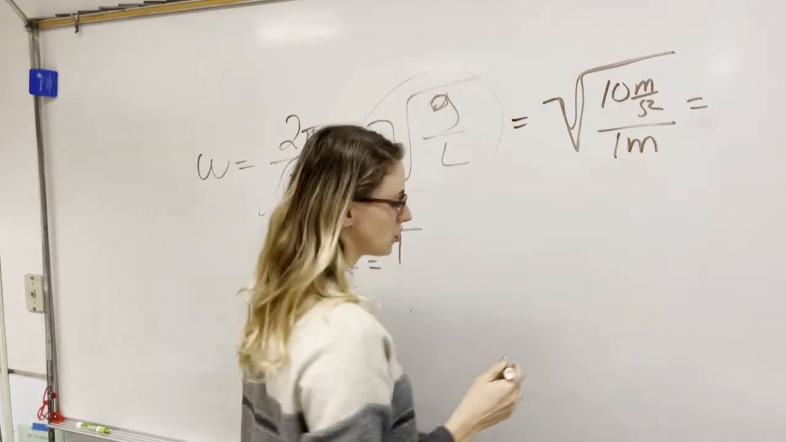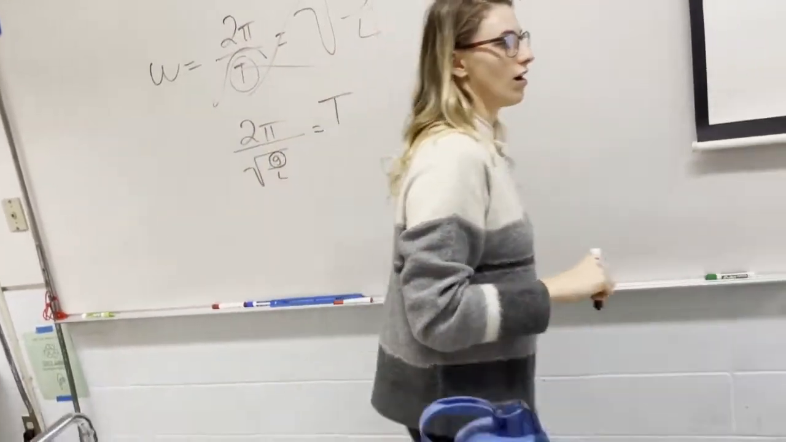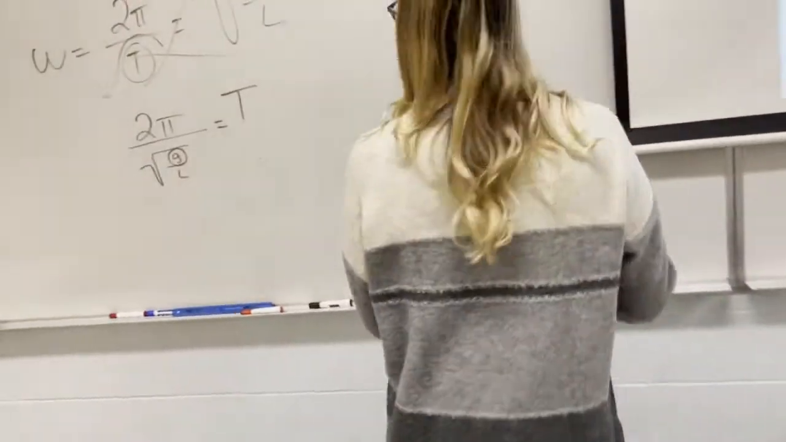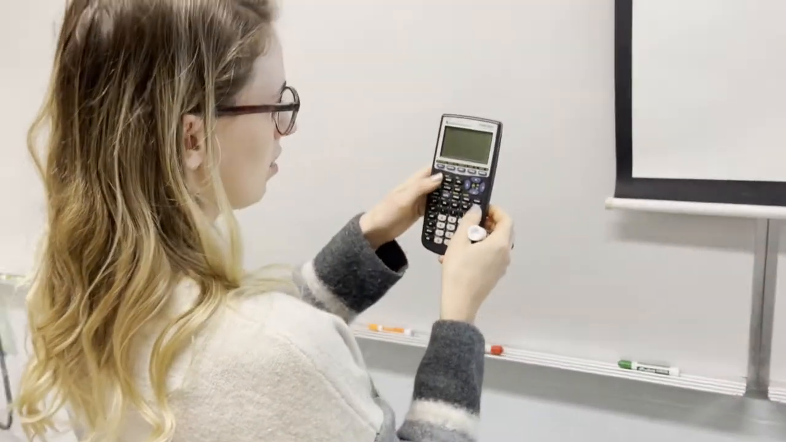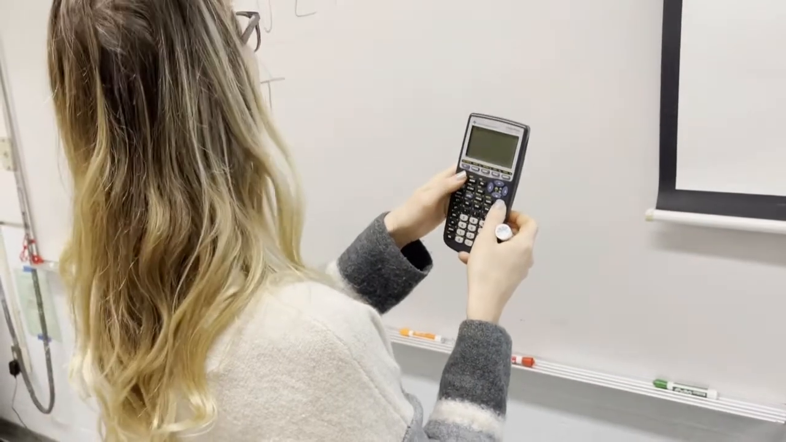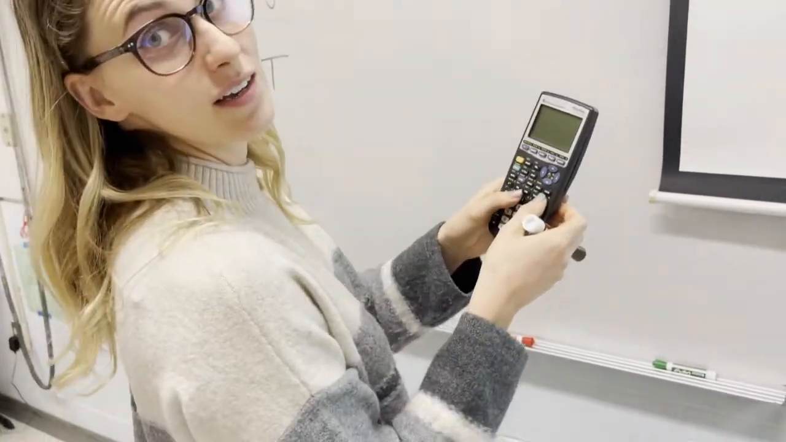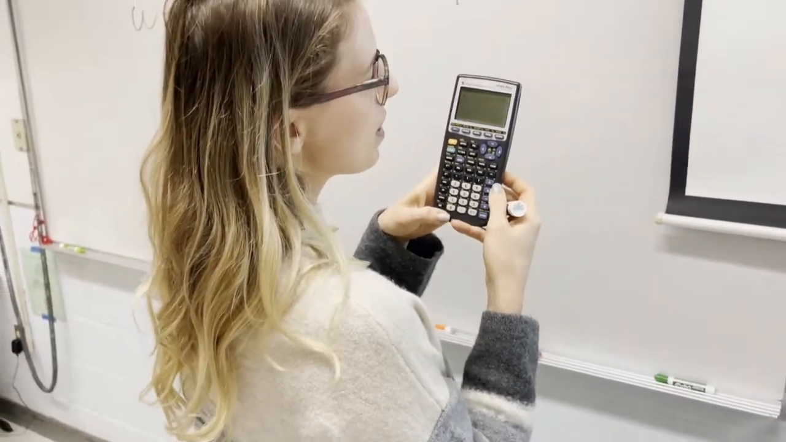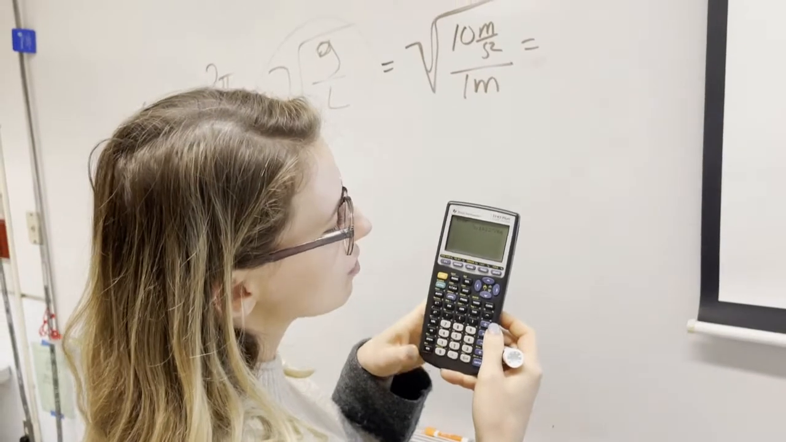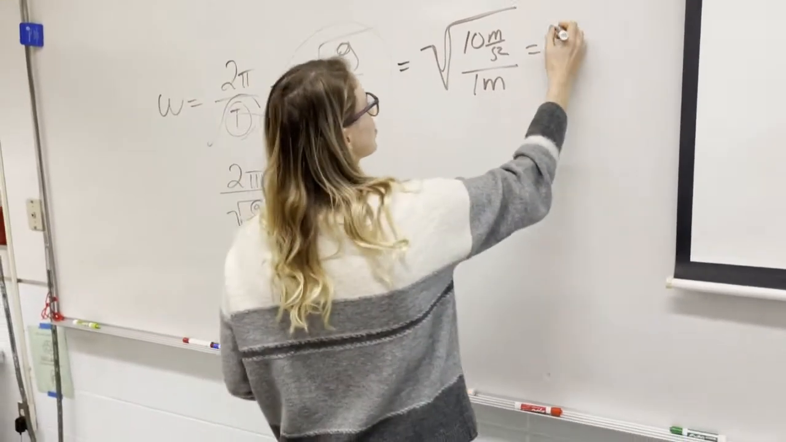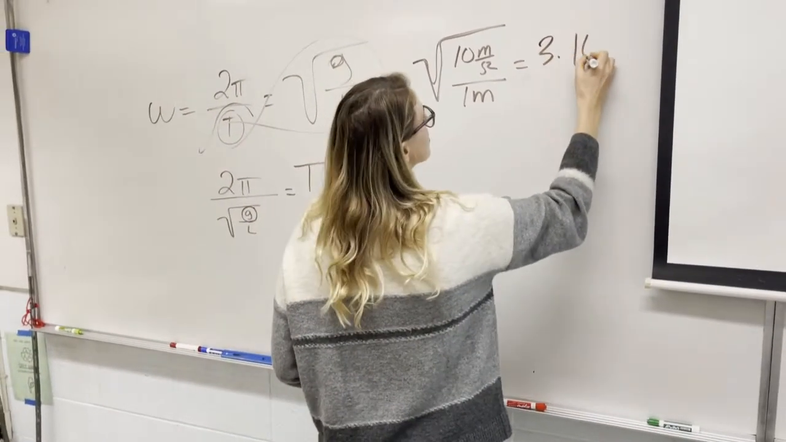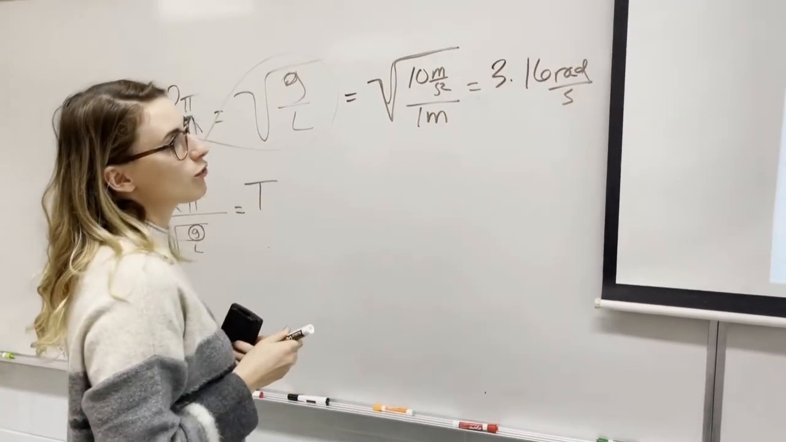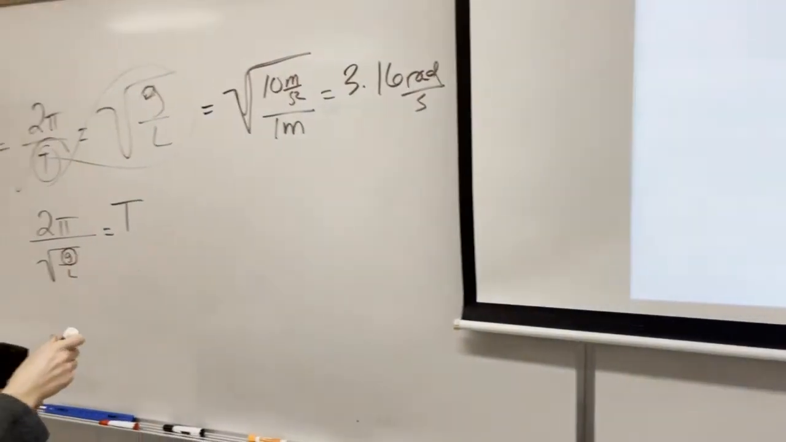Let's plug this into our handy-dandy calculator. It's going to be the square root of 10. The square root of 9 is 3, so it's 3.16. So 3.16 radians per second. For a pendulum, that is our angular frequency.